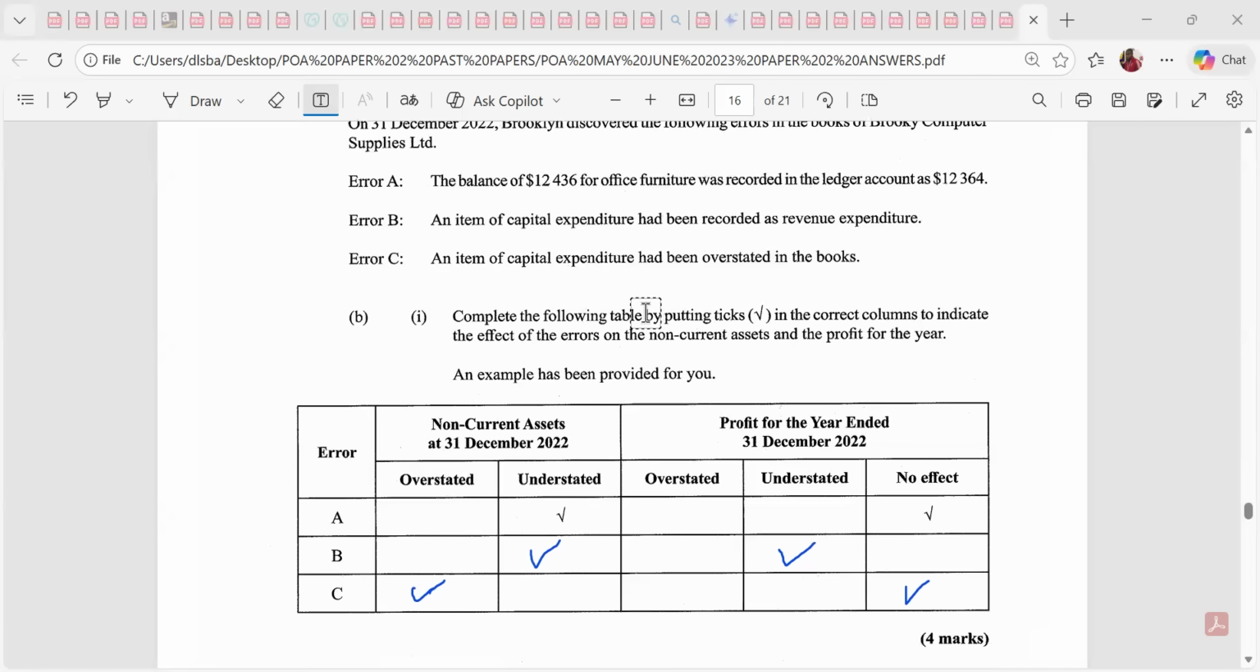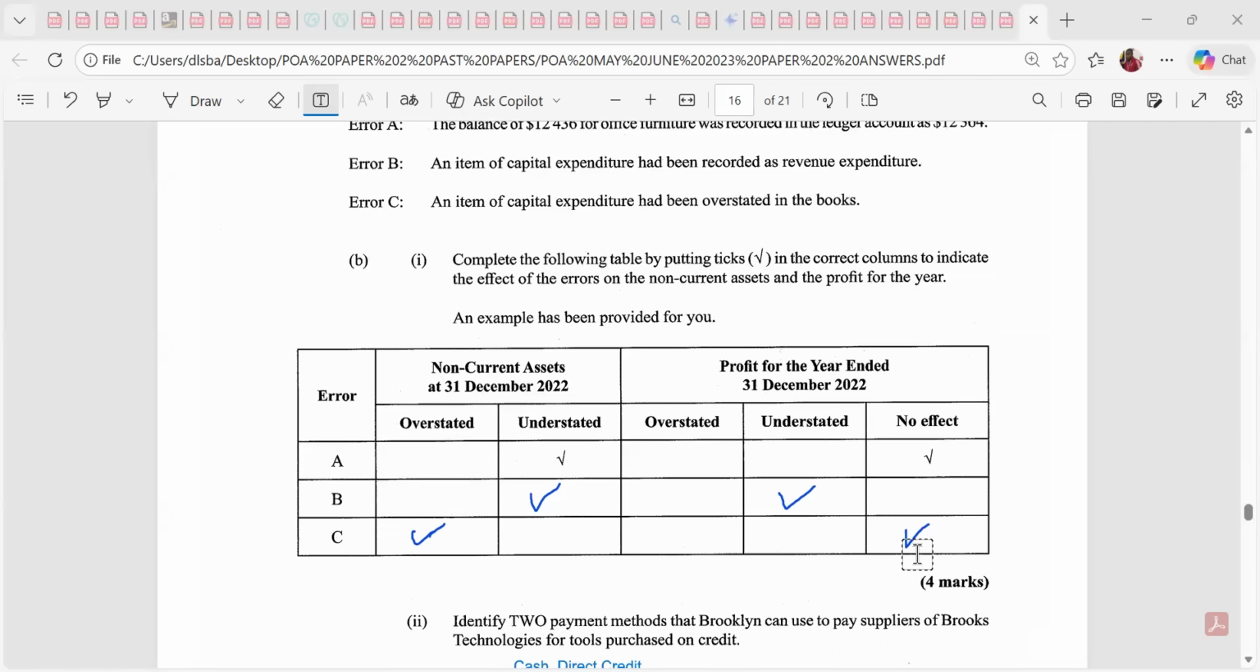See now, an item of capital expenditure has been overstated in the books. That again is when you buy a non-current asset. So if you overstate it, they're basically telling you it's overstated, but it's not going to have any effect on your income statement. Assets don't usually have an effect on your income statement. So there'll be no effect.